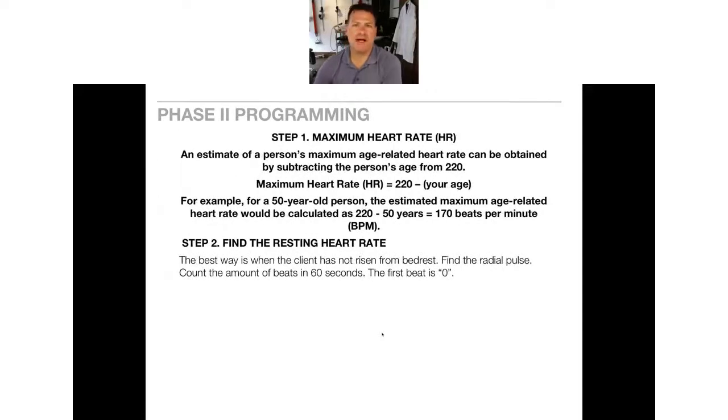So how do we know how to train them? Well, we get their training zone. And the way that we get their training zone is to find their heart rate reserve. So the best way to do that is find their maximum heart rate.